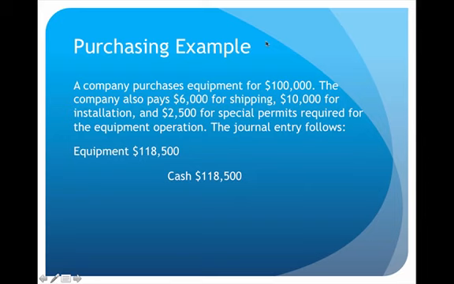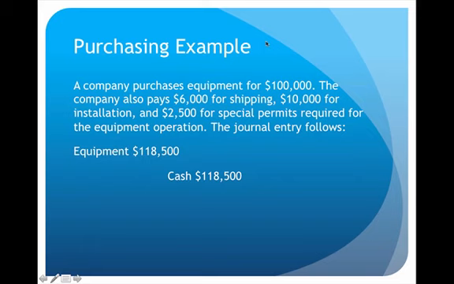So to see this in an example, this company is going to purchase equipment. The actual equipment itself costs $100,000. But we also will pay $6,000 just for the shipping, $10,000 just for the installation, and another $2,500 for special permits that give us permission to operate this type of equipment. So how would this be recorded?